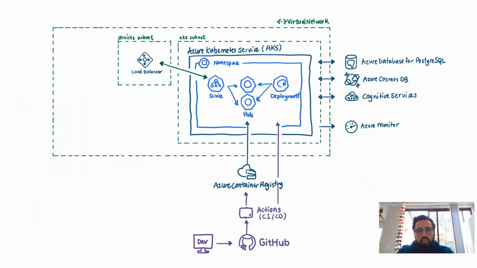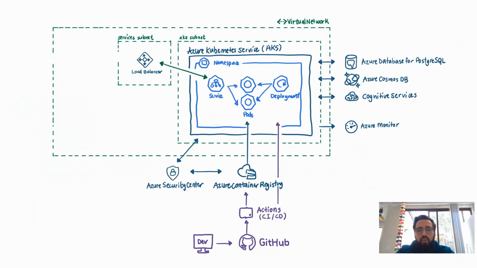Now, an Azure load balancer is a layer 4 load balancer. So if you need more capabilities through a layer 7 load balancer, you can integrate this with something else like an ingress or an Azure Application Gateway.